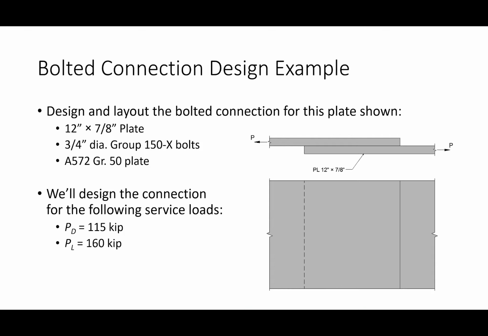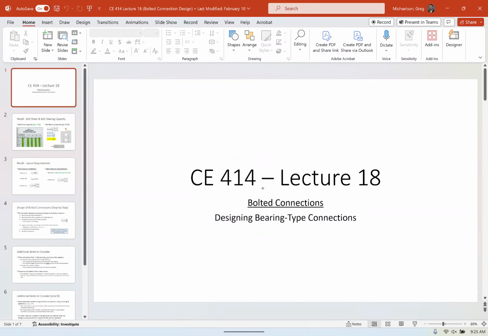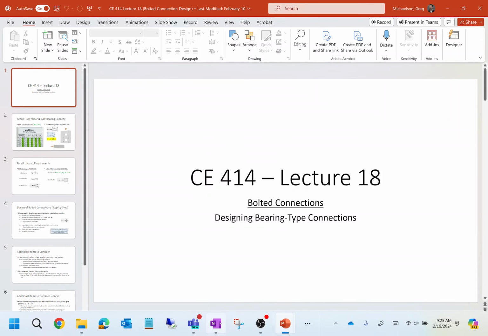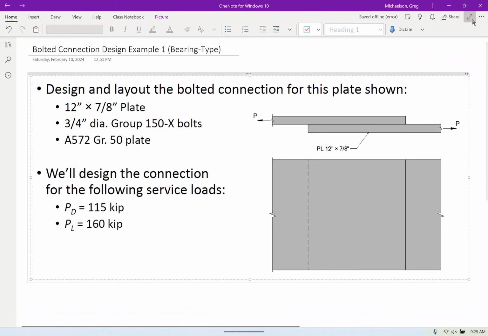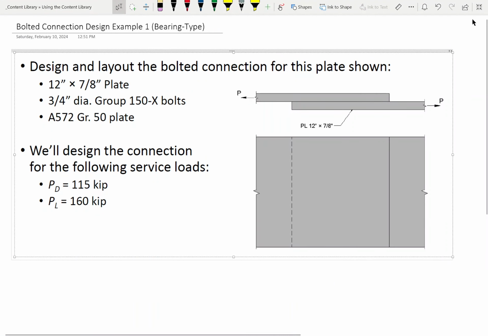I've got a lap connection here. It is a 12-inch by 7/8 inch plate. I'm using 3/4 inch diameter Group 150 bolts, so we're not using 120s. I've got A572 Grade 50 plate, and we're going to design a lap connection for the following loads: 115 kips of dead load and 160 kips of live load.